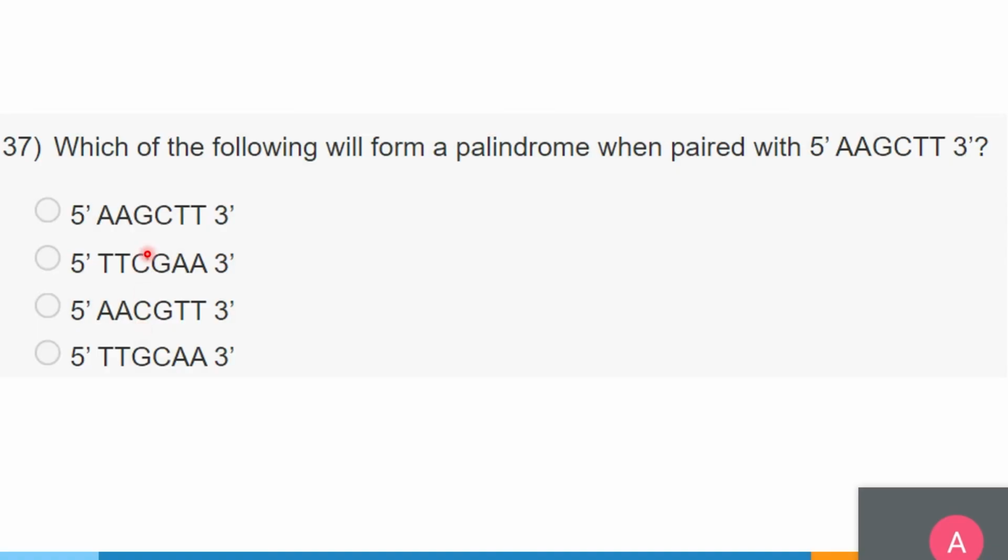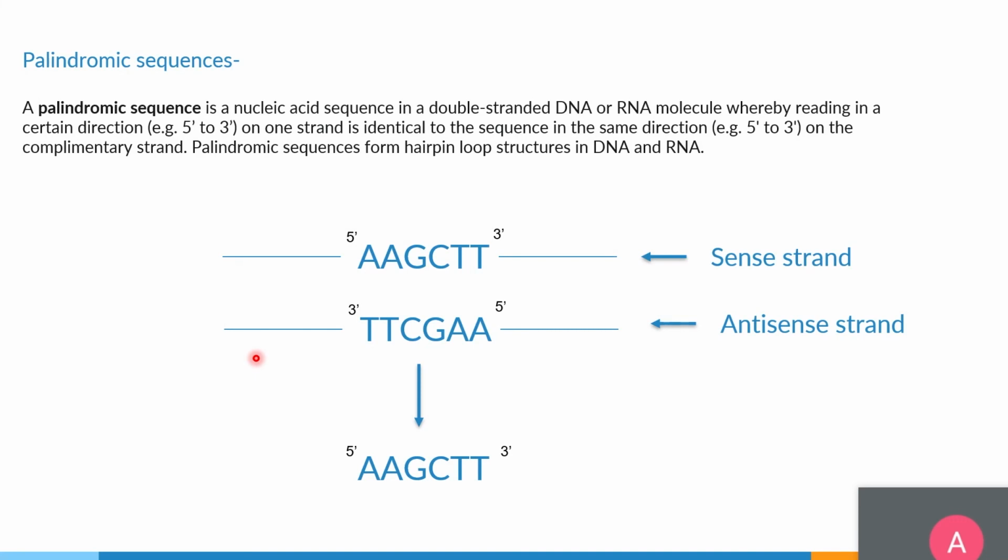Next, we move on to another question based on nucleotide sequences. Which of the following will form a palindrome when paired with the sequence AAGCTT? And we have four options from the nucleic acid sequences as options. So let us look into it.